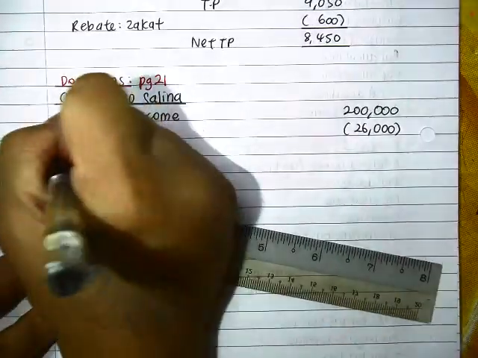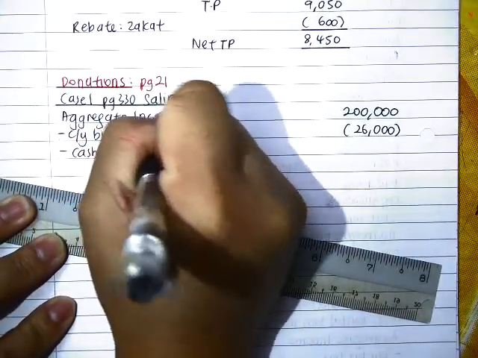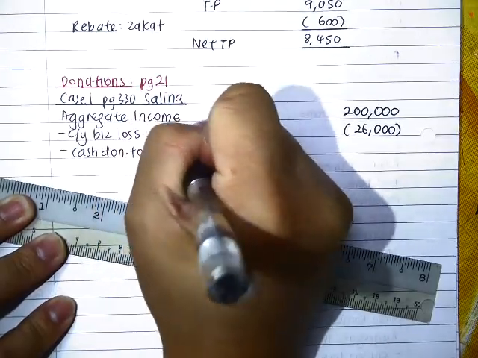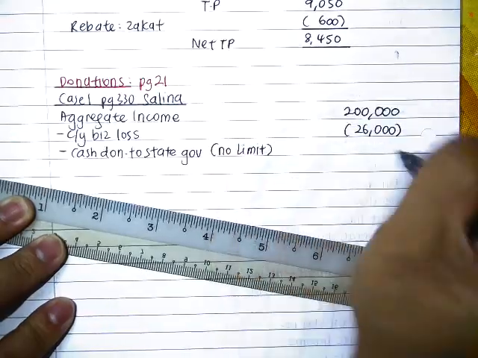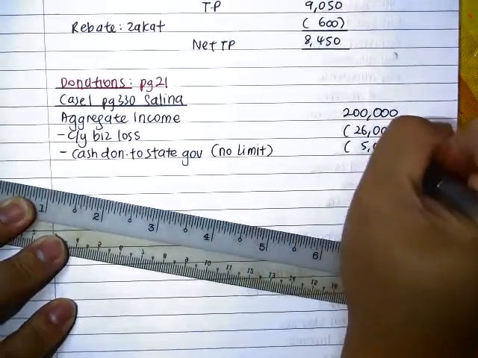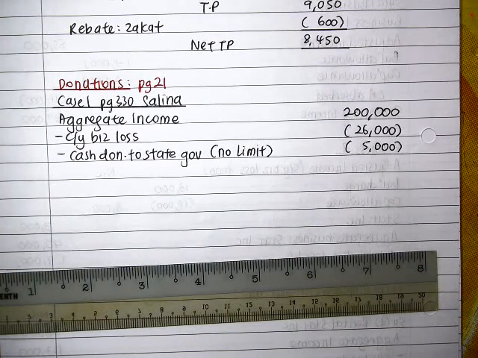Alright, now we have cash donation to the state government. Now this one, there's no limit. So you can claim as much as you can. So here, Salina donated 5,000.